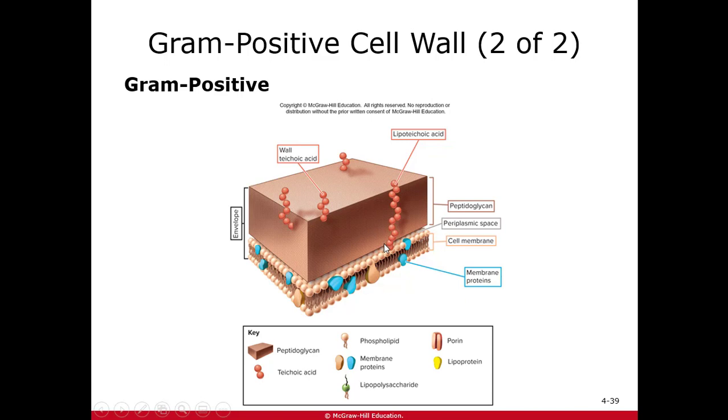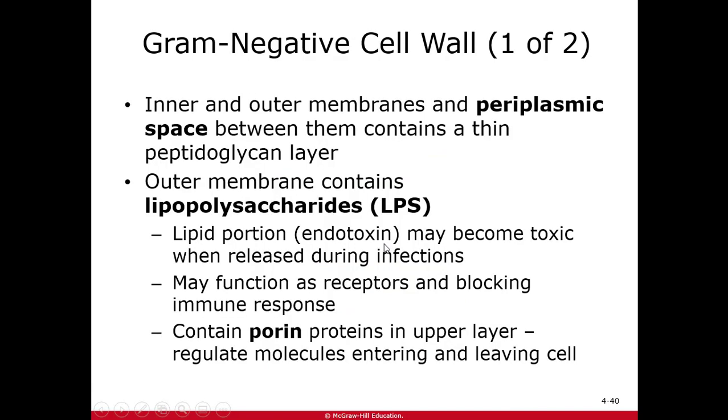Now, the outer membrane of a gram-negative bacteria. Like I said before, gram-negative bacteria have two cell membranes. An outer one, meaning it's on the outside of the wall, and an inner one, it's on the inside of the wall. The outer membrane of a gram-negative bacteria also contains something known as a lipopolysaccharide.